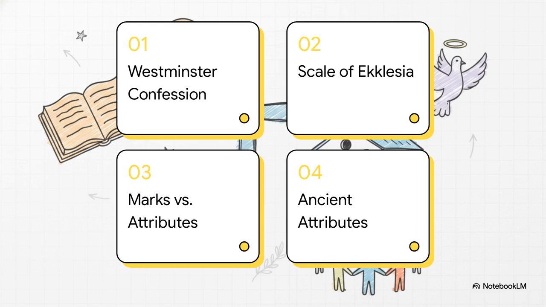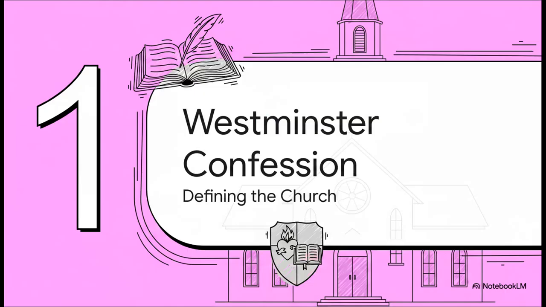Okay, let's dive into this roadmap. We're hitting four main stops today: the Westminster Confession, the scale of the word ecclesia, marks versus attributes, and finally, those four ancient attributes. Let's get right to it. Section 1, the Westminster Confession.